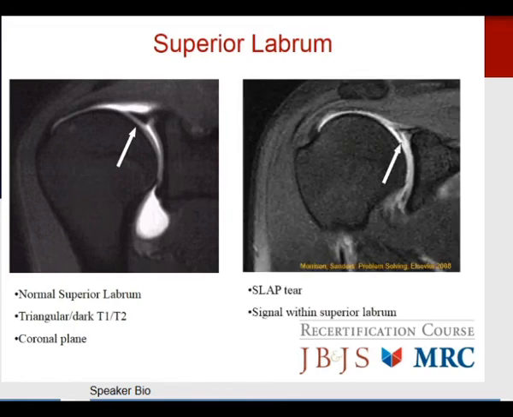In a SLAP lesion, we see abnormal contour or abnormal signal extending into the substance of the triangle. So in this particular case, we see fluid signal extending up into the substance of the triangle. We see this little flap fragment arising from the free edge of the superior glenoid labrum.